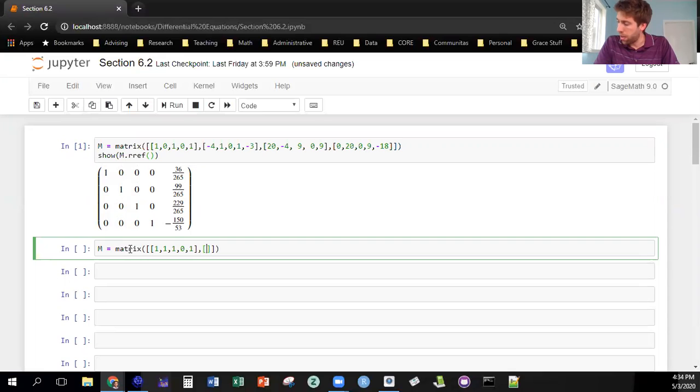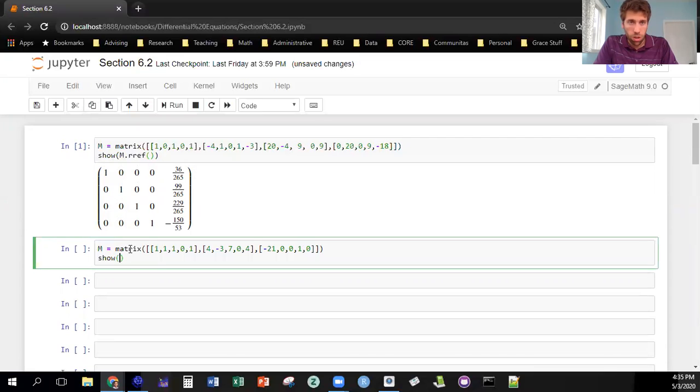So then the next term, the number of s's is 4 a's, negative 3 b's, and 7 c's. And then there's 0 for the first term, and 4 for the next term. And then I've got negative 21a, no b's, no c's. And then I've got a 1 there and a 0 there. So let's show MREF.